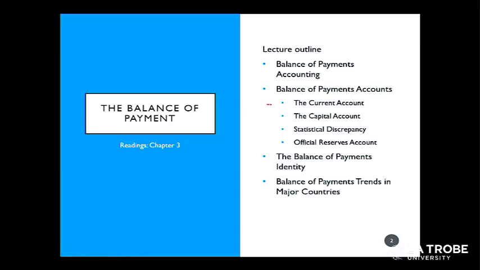We'll talk about the current account. This account is for us to record trade transactions, so when you export or import. The capital account is for financial transactions, so financial investments across the border. Statistical discrepancy is something like an error term, right? If you can't reconcile the two accounts, then you need to introduce an error term. Official reserves account is to record the transactions done at the central bank level when they buy and sell reserves, right?